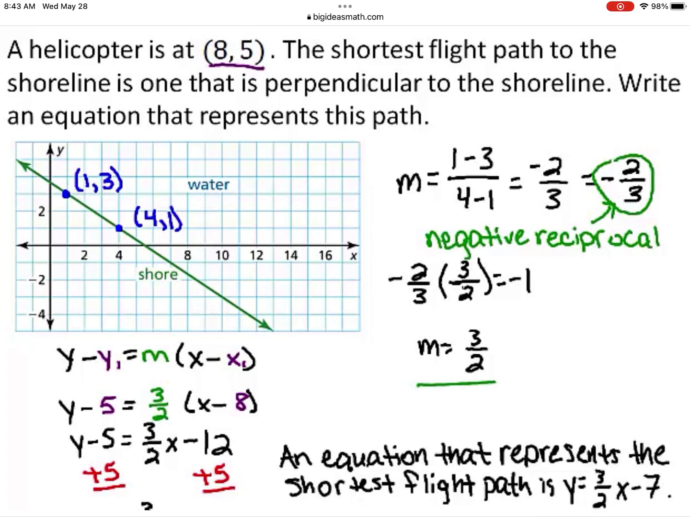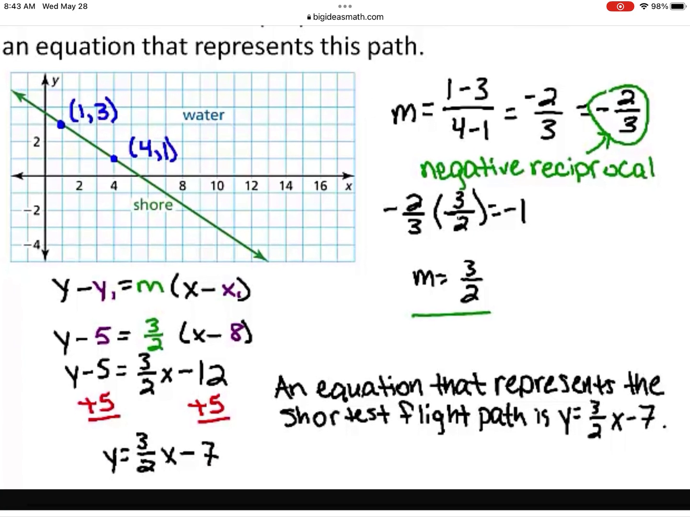So an equation that represents the shortest flight path is y equals 3/2 x minus 7.